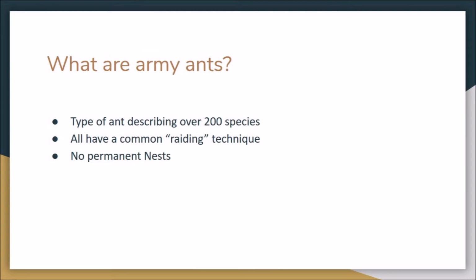So what are army ants? Army ants are a type of ant that describes over 200 species. They are most commonly known for the fact that they do not have any permanent nests, and when they're migrating to another nest, they're known for their aggressive predatory behavior to attack animals of different kinds.